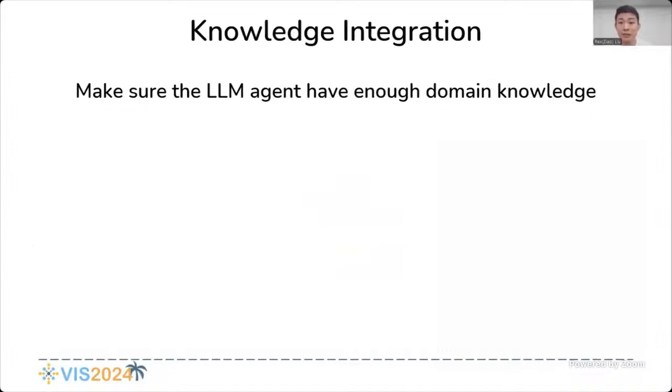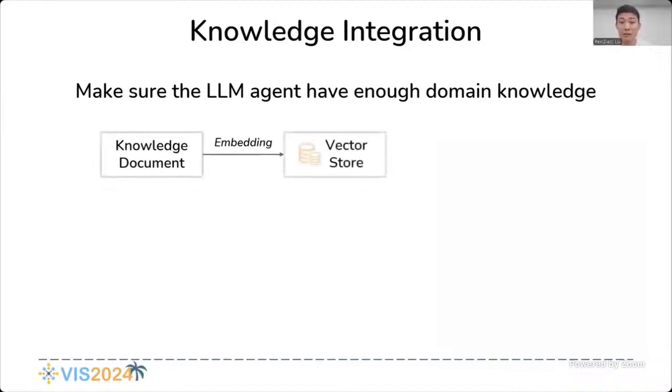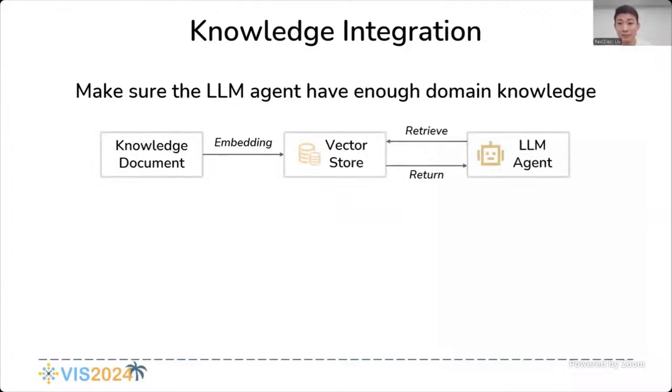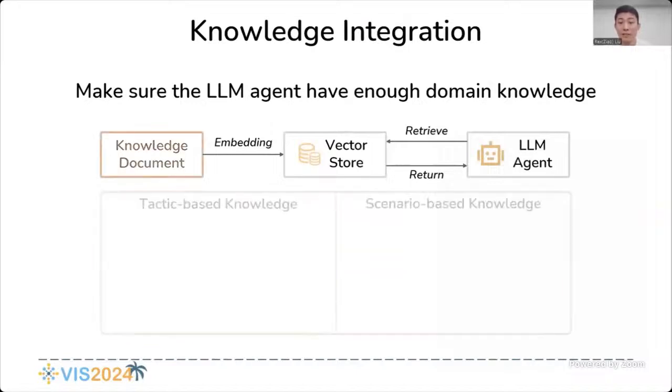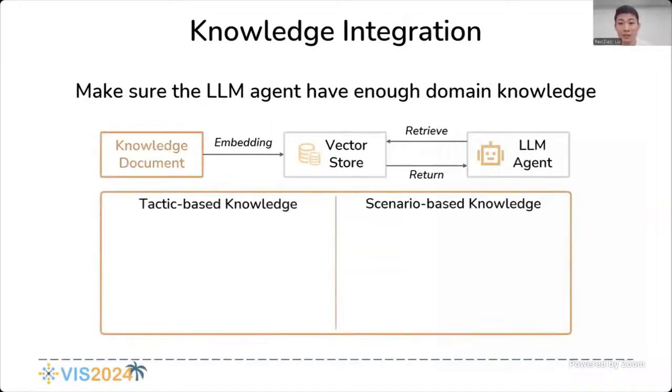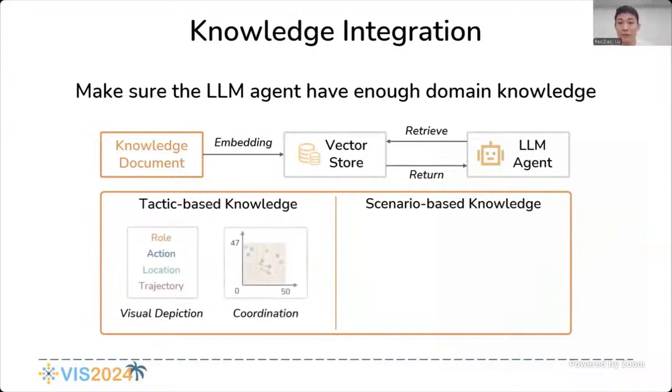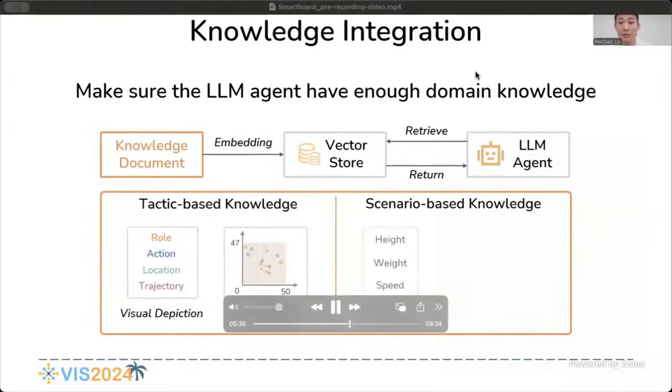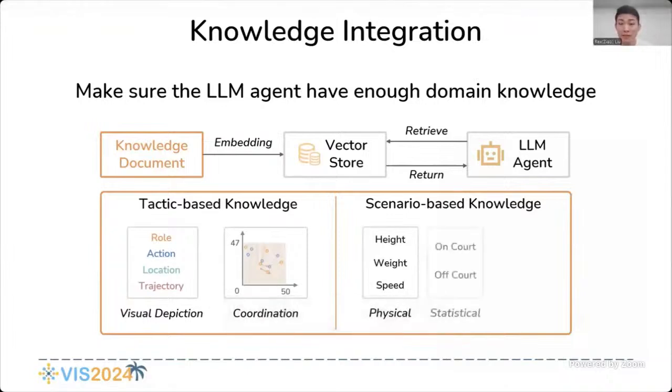To ensure the LLM agent has sufficient domain knowledge for tactical design, we use a retrieval-augmented generation process to integrate knowledge. This involves embedding knowledge documents into a vector store and allowing the agent to retrieve relevant information when needed. Our knowledge document contains two main types of knowledge. Tactic-based knowledge includes the visual depiction of tactics on the board and explanation of the coordinate system. Scenario-based knowledge covers the players' physical attributes like height, weight, and speed, statistical data such as on-court and off-court metrics, and also relevant similar situations to help the model know more about specific behaviors.